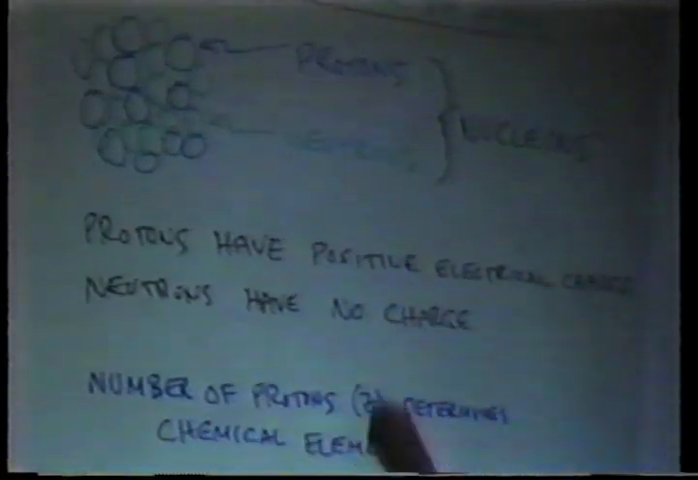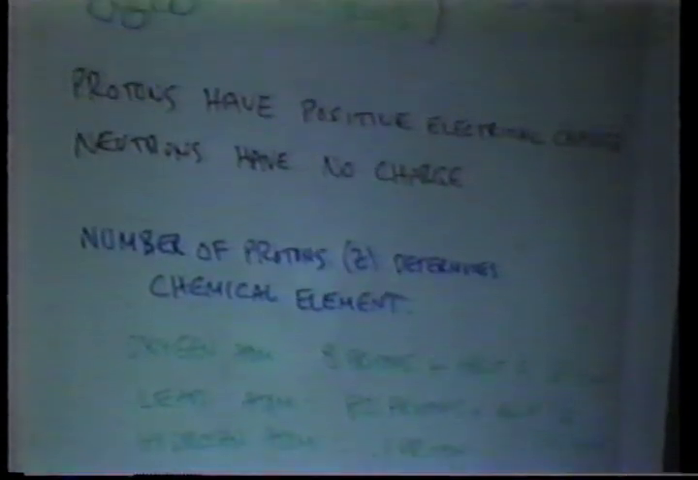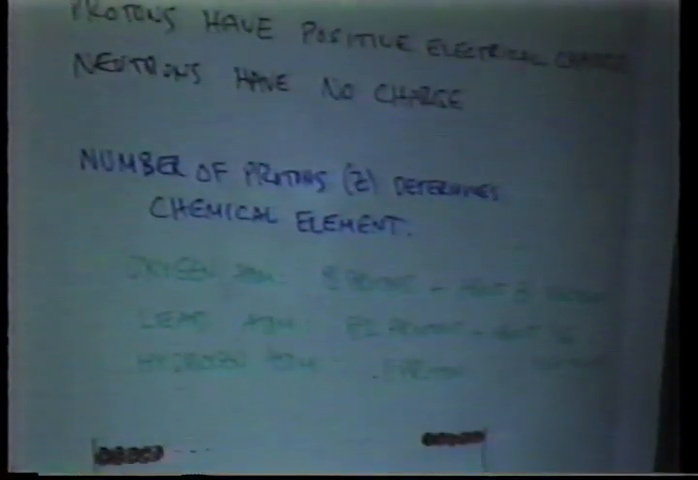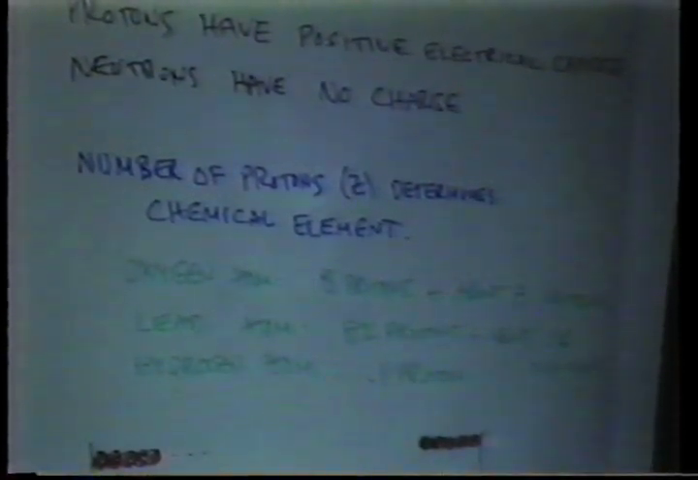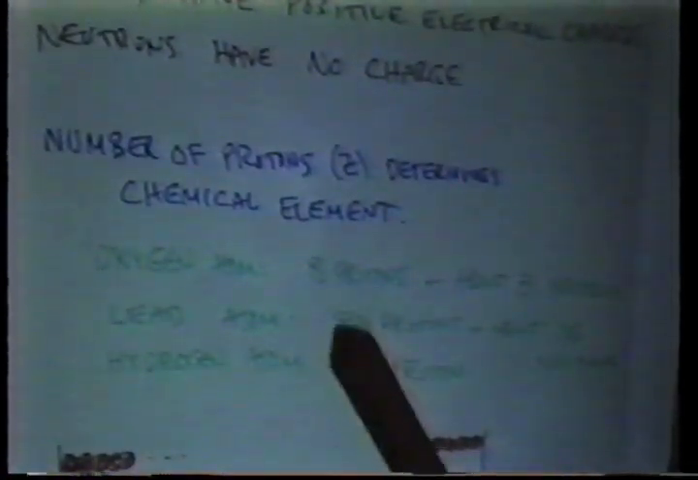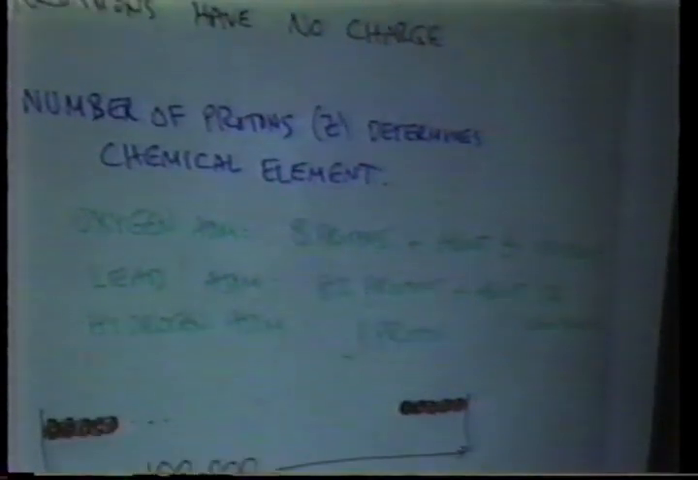So the different chemical elements are characterized by saying how many protons they have, or equivalently, what is the electrical charge on the nucleus. For example, oxygen consists of 8 protons and about 8 neutrons. If it's 8 protons and 8 neutrons, one calls it oxygen 16, being 8 plus 8. Then there's oxygen 15, which has 7 neutrons, oxygen 17, which has 9 neutrons, but always 8 protons.